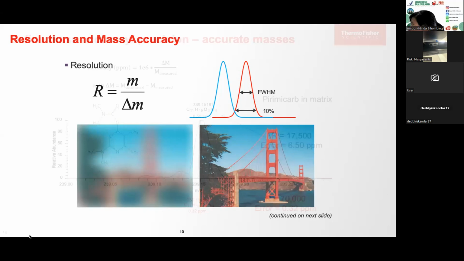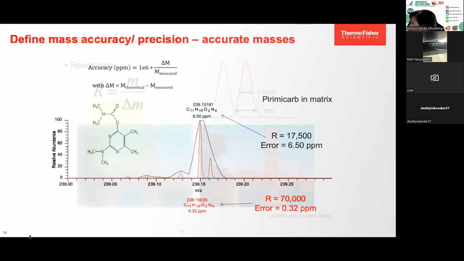Okay. So now this is Pyrimidine. Pyrimidine is a pesticide, so it's always present in our vegetable, and we always have to screen it. Just imagine if I run with a low resolution, 17,000, I will detect this gray pattern. So I will detect as 1. And you see there's an error.